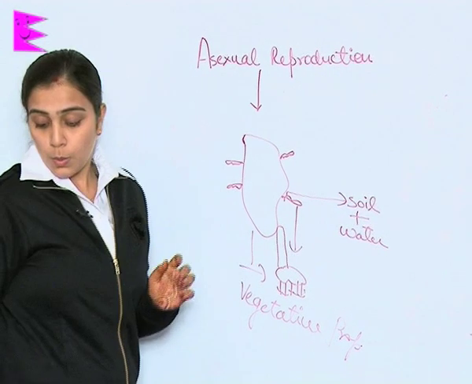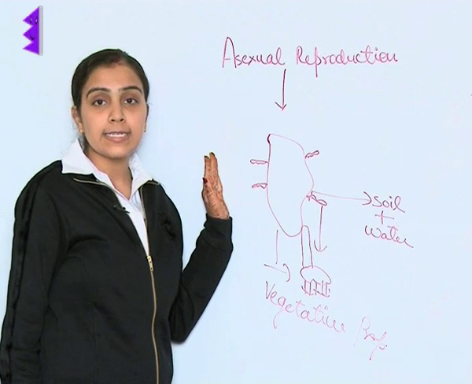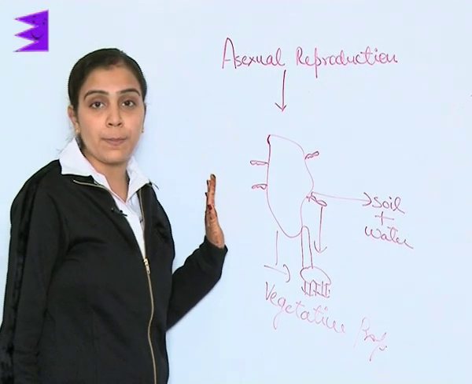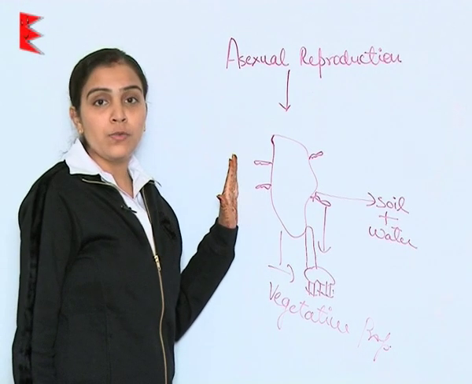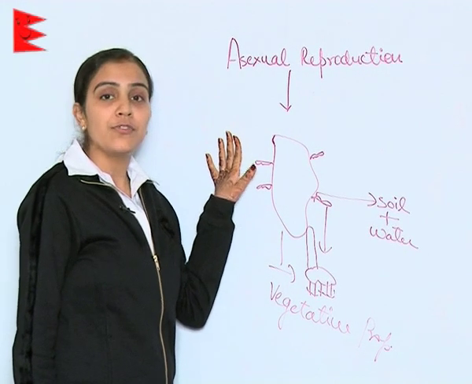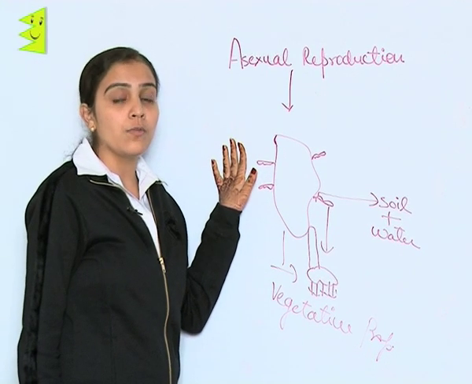Now, can you name a few more plants which grow through vegetative propagation? Okay guys, then what you will be doing is find out 5 plants and the process through which they grow vegetatively.